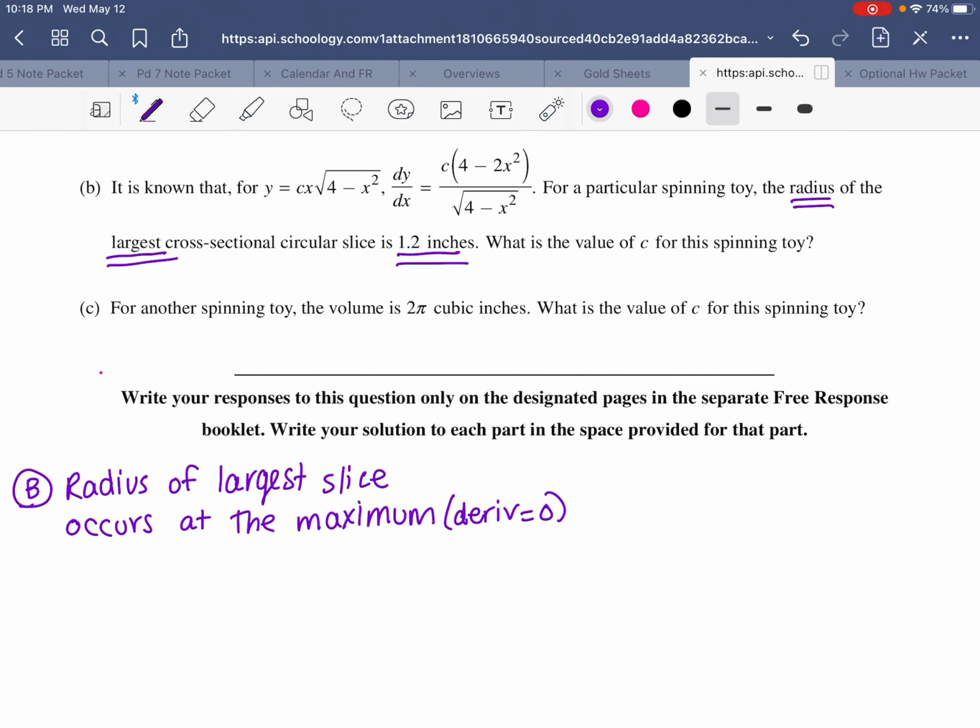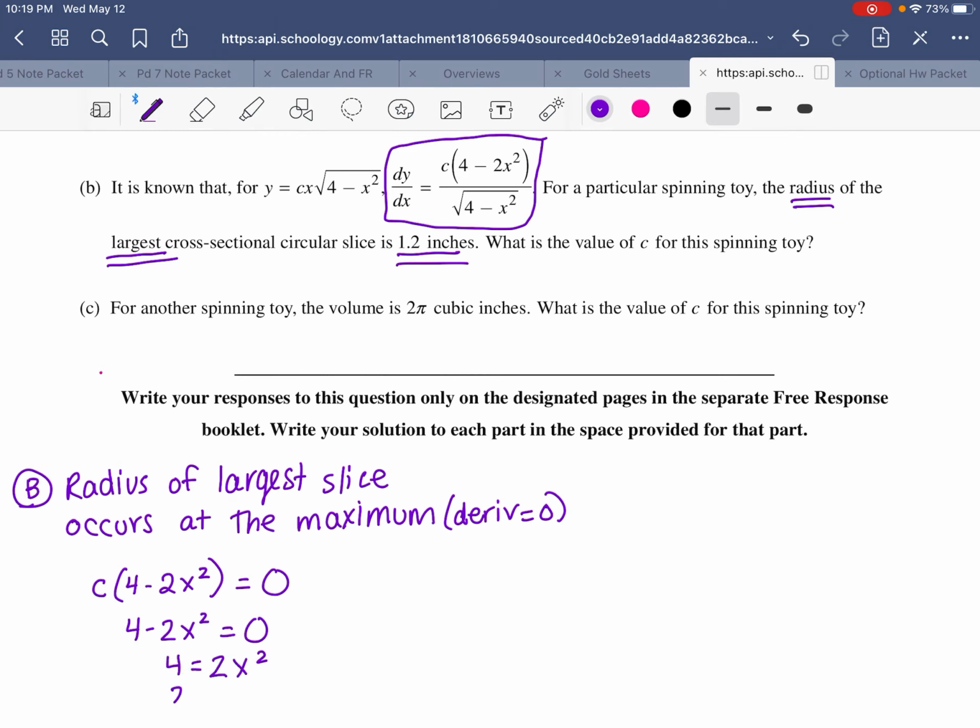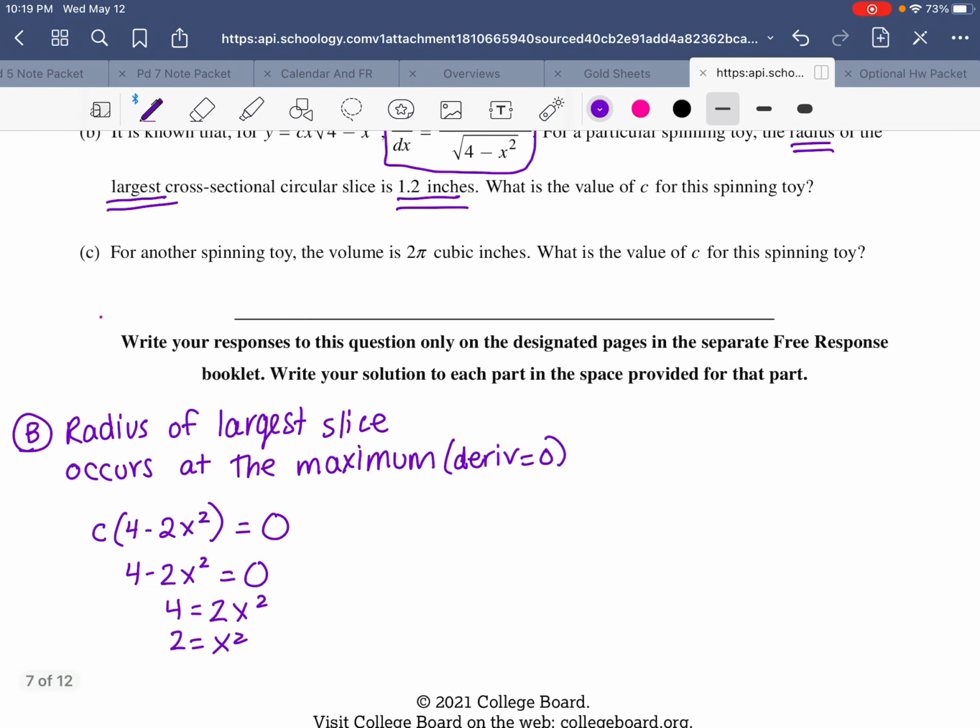Well, if you look at part B, they gave us a derivative. They said this is my derivative. And if I set that derivative equal to 0, I can basically take my numerator to 0. And if I divide out a c, c is a constant, so the c can just go away. Keep solving. And I get x equals the square root of 2.